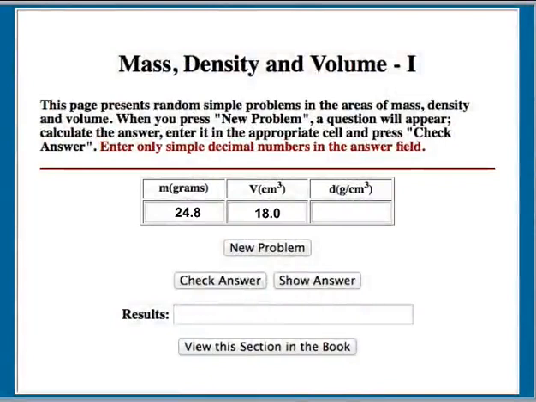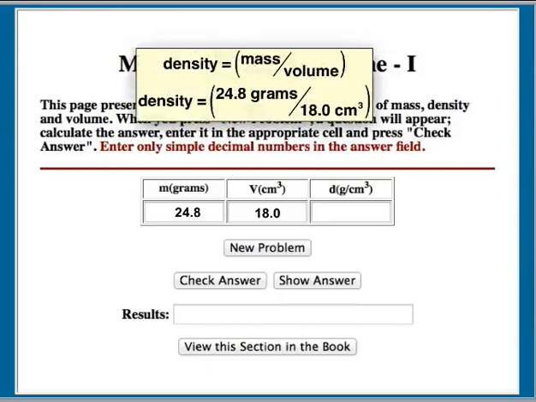So let's all take our calculators. If we have a mass of 24.8 grams, a volume of 18 cubic centimeters, what's our density? All we have to do is take our mass, divide by our volume, that gives us density, doesn't it? Mass divided by volume, 1.37 grams per cubic centimeter. One thing you have to remember on the tutorials here, you never ever enter units, only numbers, because it's grading numbers. Can't read units, only grade numbers.